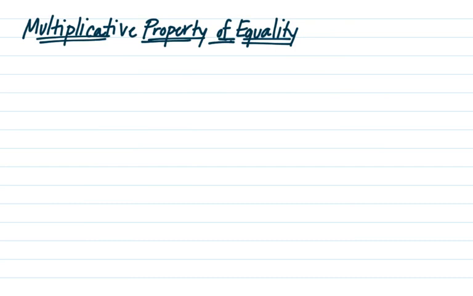Okay, now let's talk about the multiplicative property of equality. And basically, in so many words, it's the idea that times and divide are opposite procedures. So if you multiply something by 2 and then divide it by 2, you end up back where you started. Okay, let's do an example to show you what I mean.